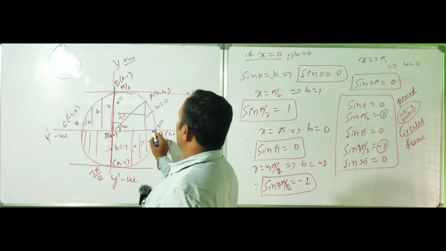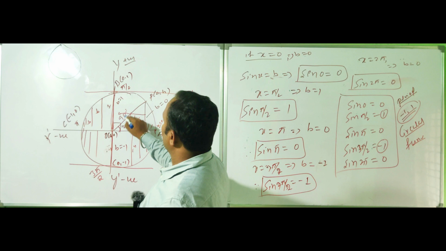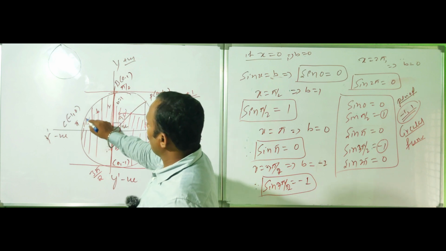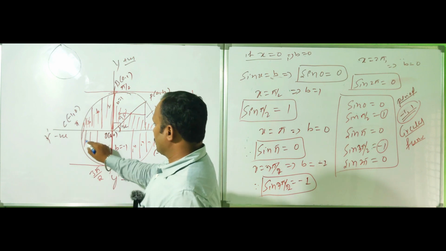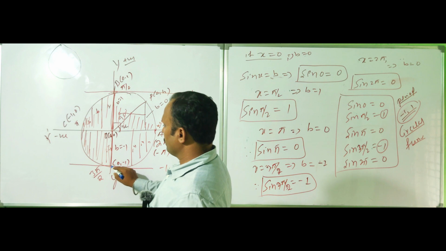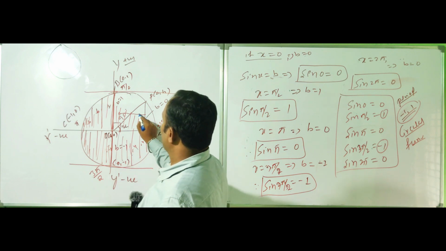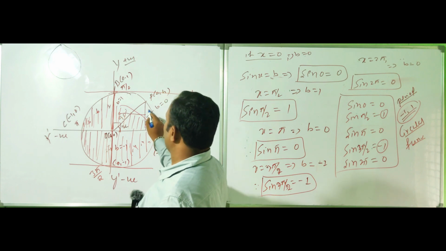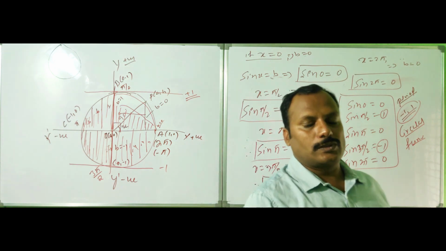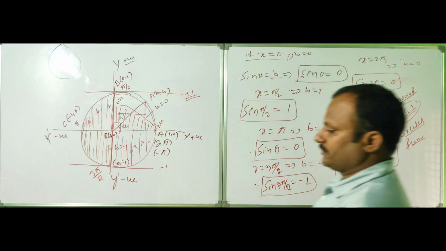See, here the value of b becomes here, then comes down to 0, goes further down, reaches the minimum of minus 1, and again comes back. This is the circle, the b value. Let's see the same for cos x.